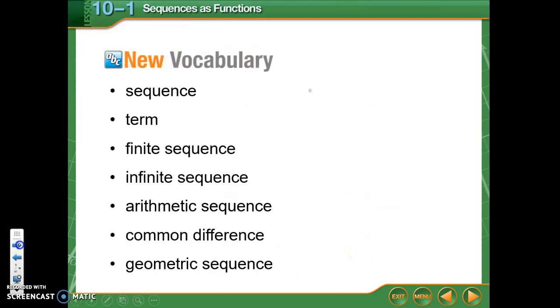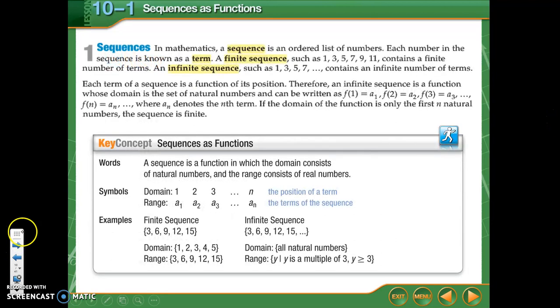There's a lot of vocabulary in this section, so make sure that as we go through, at the end you know how to define each one of these things. All right, so in math, a sequence is just an ordered list of numbers, a list of numbers in a specific order. Each separate number in that sequence is called a term.